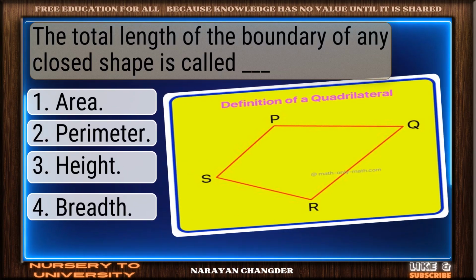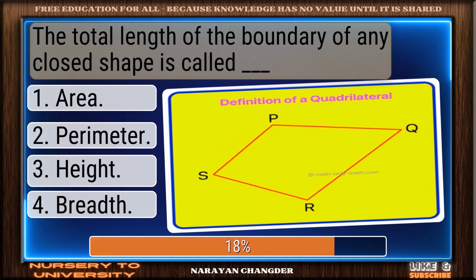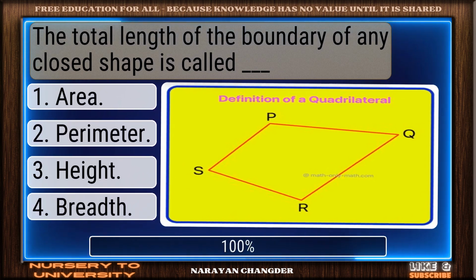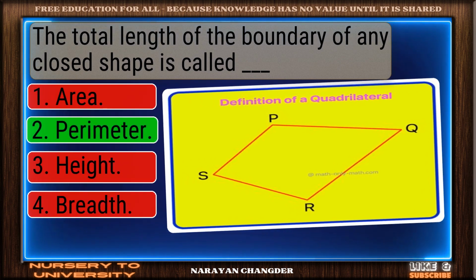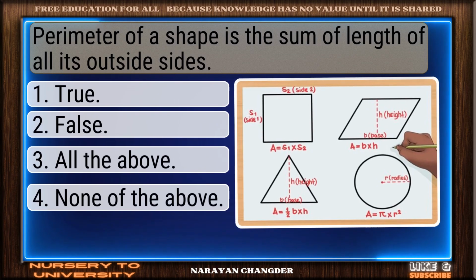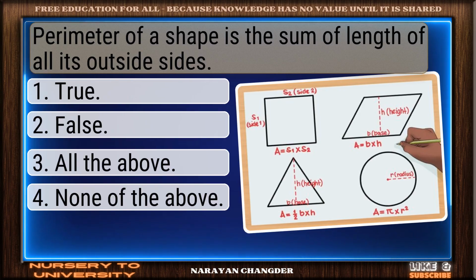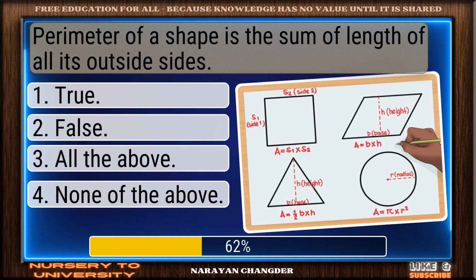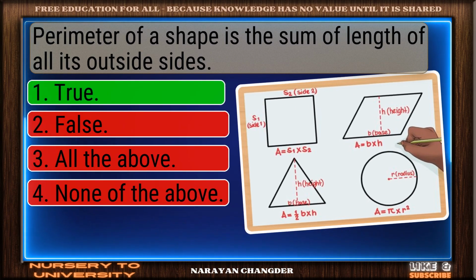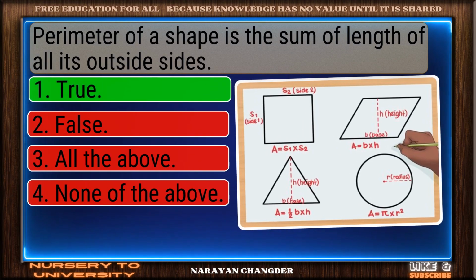The total length of the boundary of any closed shape is called dash. Smart move. Perimeter is an accurate answer. Perimeter of a shape is the sum of length of all its outside sides. You're right. True is the correct answer.